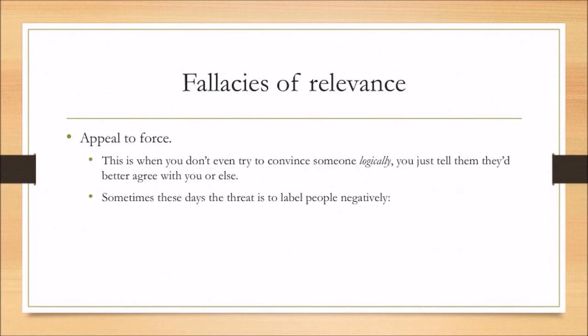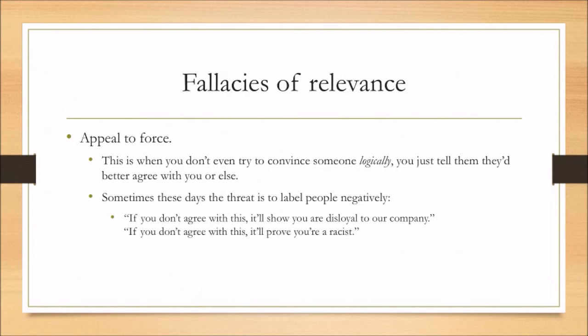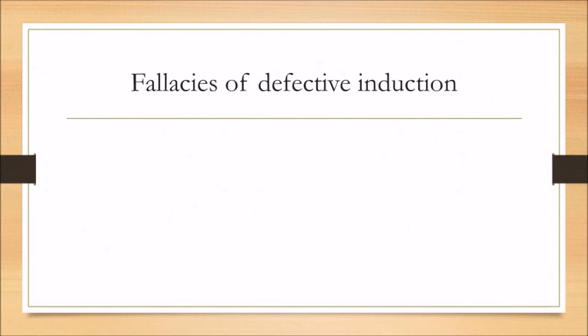These days, a lot of times this happens in terms of a threat to label people negatively. You hear things like, if you don't agree with this, it'll show you're disloyal to our country, to our company. I've heard people say, if you don't agree that we should have gone to war, you're selling out our soldiers. If you don't agree with this, it'll prove you're a racist. And so people don't want to be labeled, so they agree. Well, that's just an appeal to force in a certain way. It's not an appeal to reason. It's a fallacy. Then there are fallacies of defective induction. This is where you have something that gives you a reason to believe what you're saying, but it's not enough.